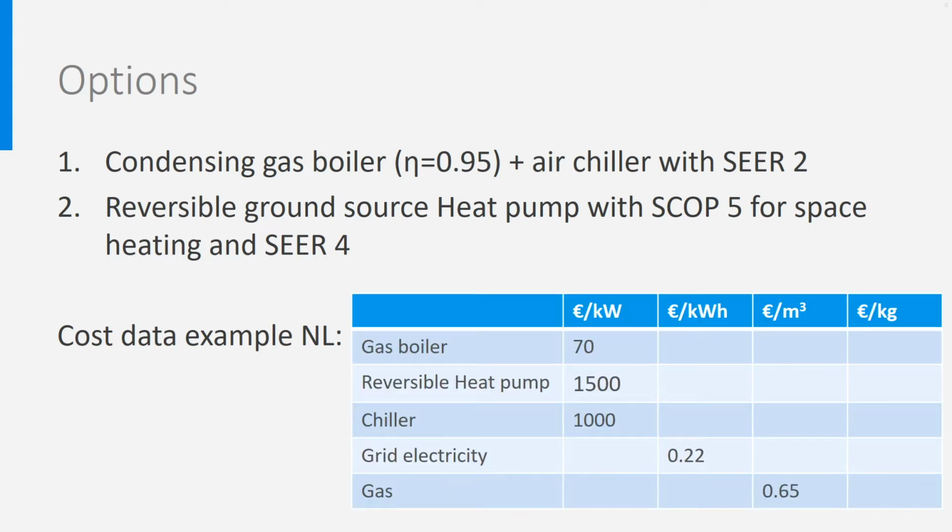The price of boilers in the Netherlands is around €70 per kilowatt for a gas boiler, and the price of a reversible heat pump is around €1,500 per kilowatt heat, and the price of a chiller is €1,000 per kilowatt. Next to that, we pay 22 cents per kilowatt hour to the energy company for our electricity, and gas costs 65 cents per cubic meter.